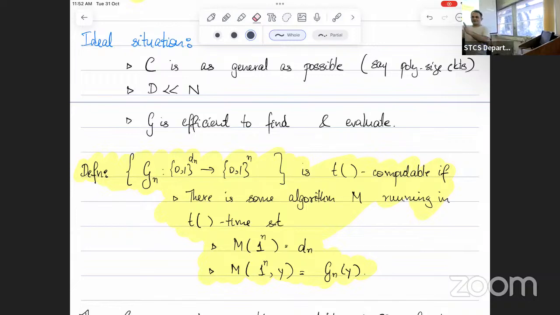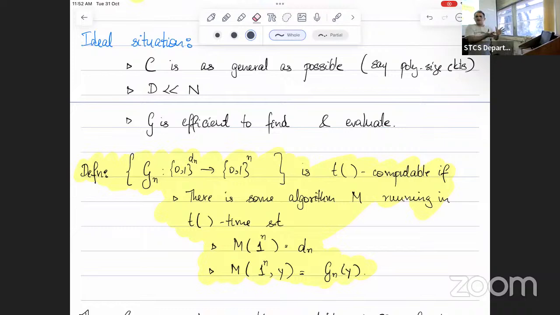You need to set this up, and now there is a notion of what you mean by finding this generator. Suppose you come and tell me that I need a generator that is able to handle 2000 bit inputs. Now I need to figure out what the seed length is for that 2000.